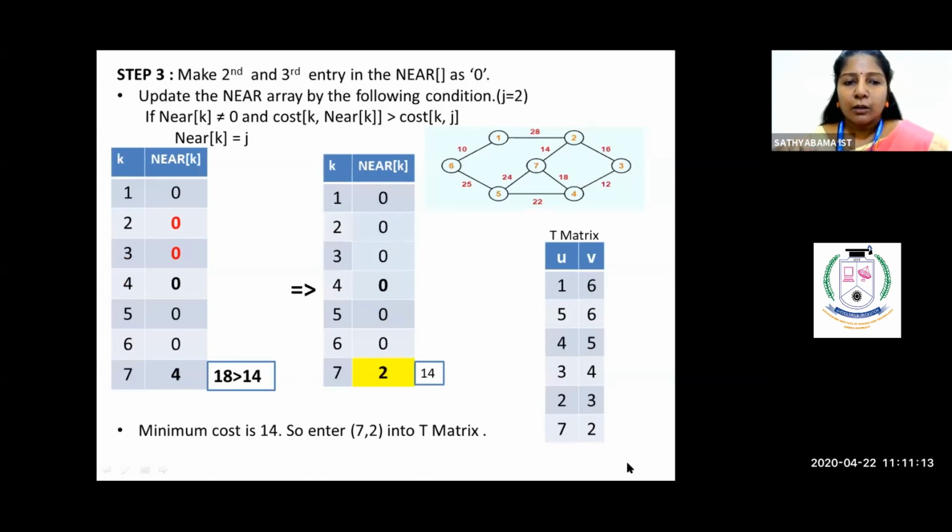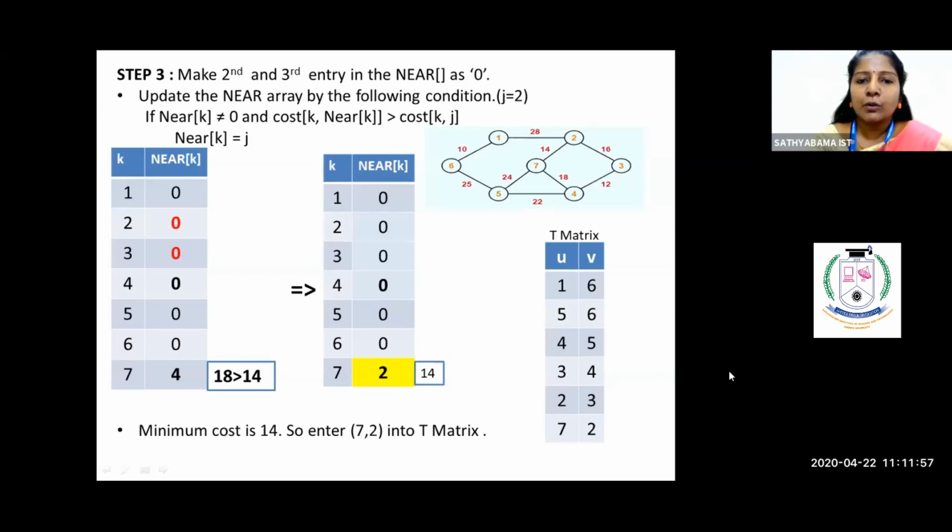Now after that we are going to update the near array. Only one non-zero element we have here, that is the 7th entry. The edge is 7 comma 4. What is the cost of 7 comma 4? 7 comma 4 is 18. And compare with k comma j. What is the k value? 7. J value is 2. So 7 comma 2 is 14. 18 greater than 14. Condition satisfied. So we are updating the j value in near of k. So this second one is the updated near array. The 7th entry is updated by the j value 2.